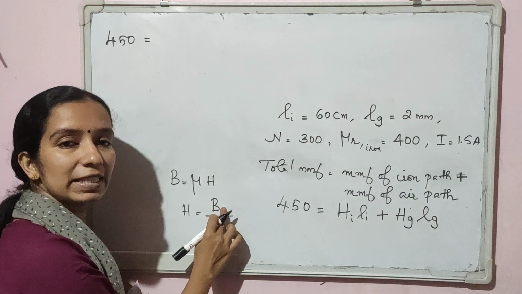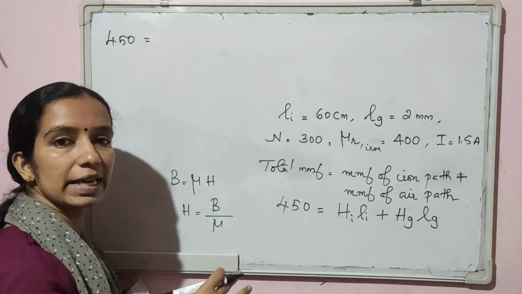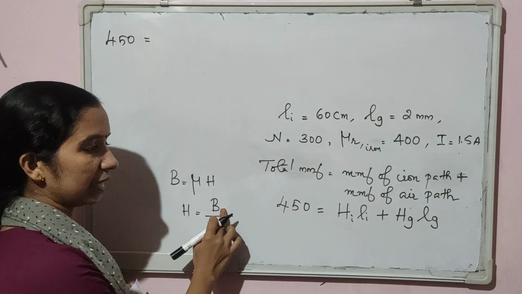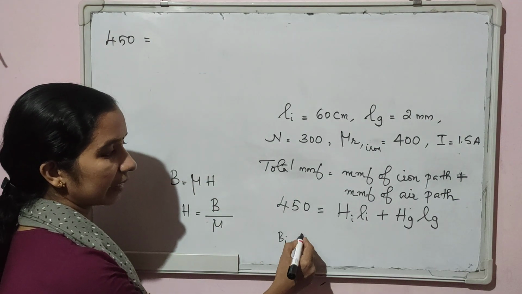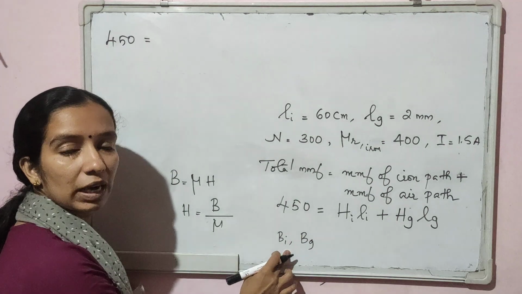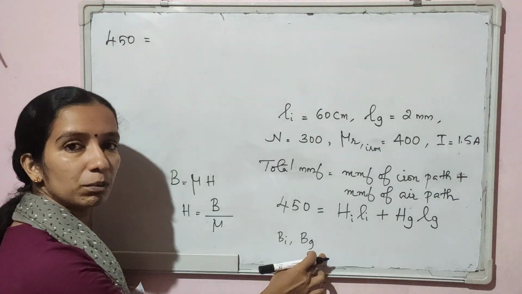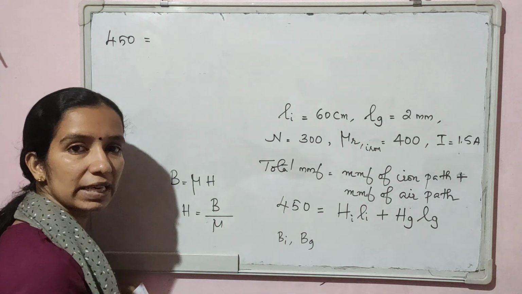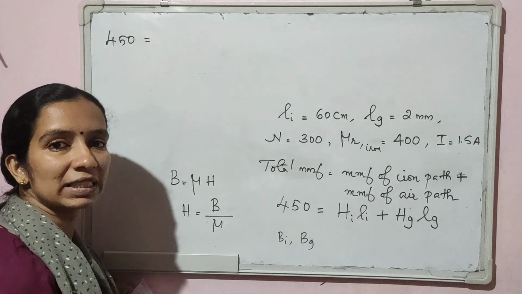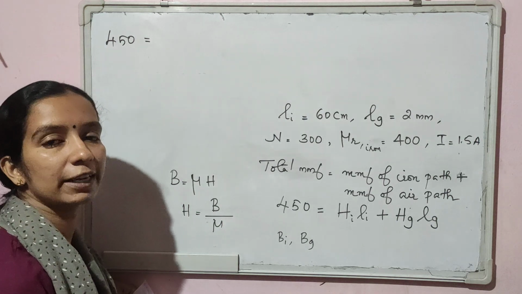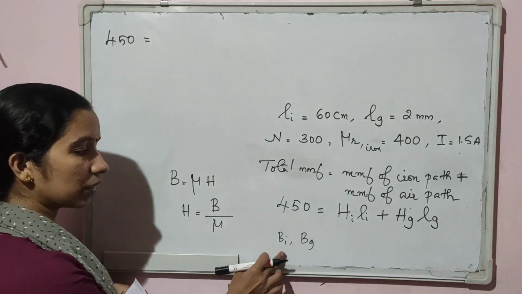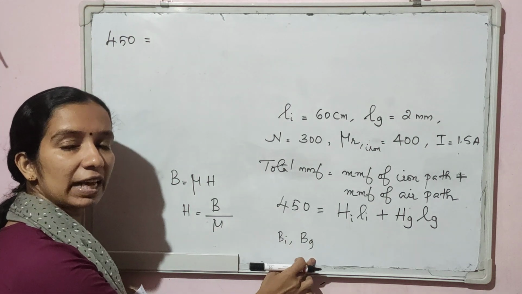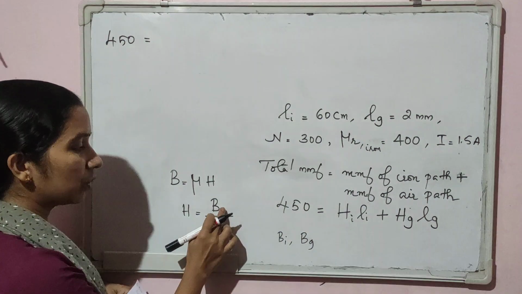Because flux density is the same in both iron as well as in the air path, we can use B. We don't have to use Bi for iron path and Bg for air gap. Both are the same. In a series magnetic circuit, flux as well as flux density are the same if both the magnetic materials are having the same area of cross section. So here the flux density will be same in iron as well as in the air path. So we can use B.